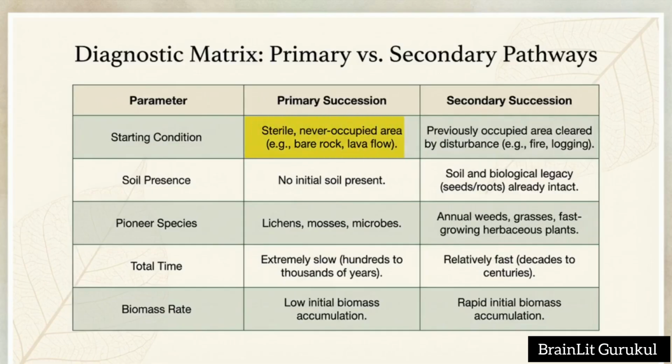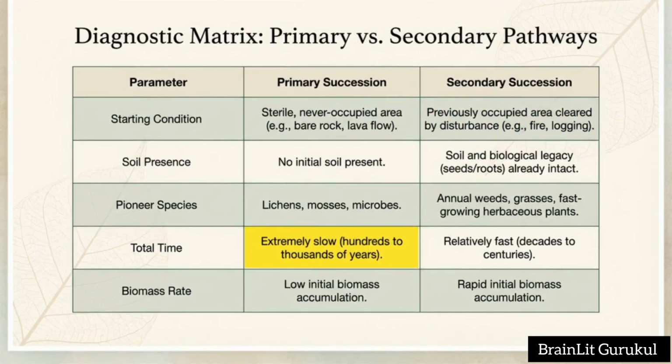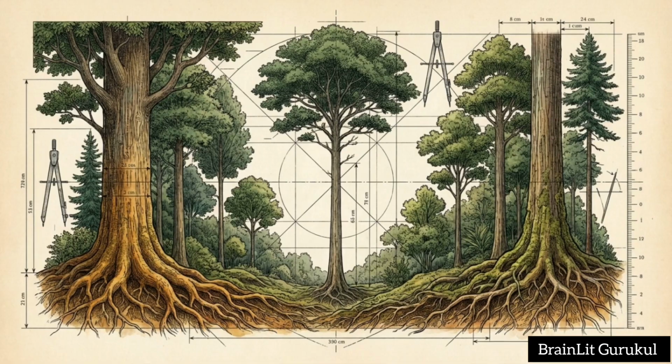Primary succession begins on completely sterile areas with zero initial soil. Secondary succession starts in disturbed areas where an intact soil bed exists. This initial soil dictates system velocity. Primary succession takes millennia, while secondary succession rapidly accumulates biomass in decades. The origin state dictates recovery speed, but the mechanics do not change. Both pathways are governed by the exact same architectural blueprint of community assembly.